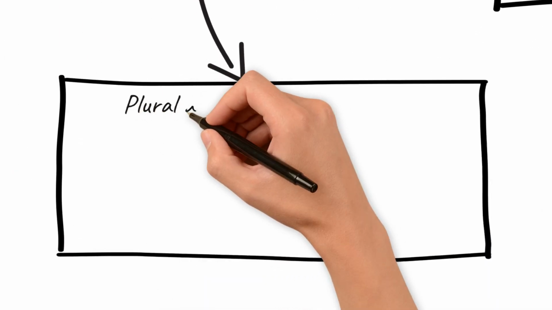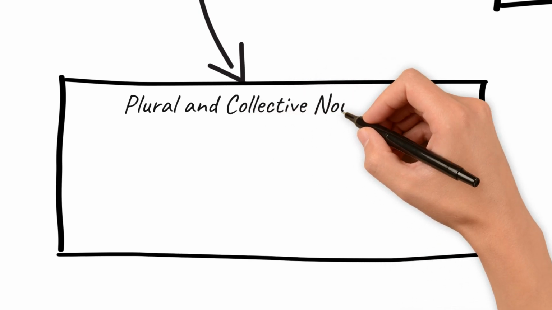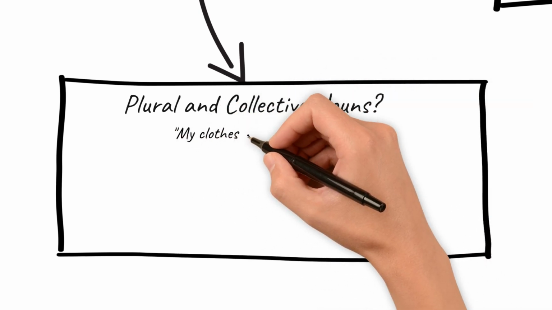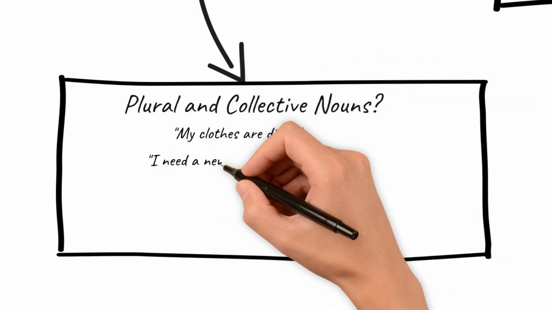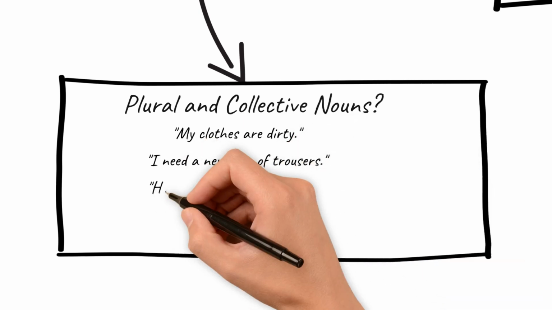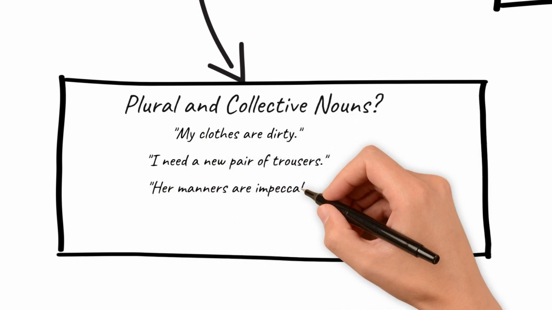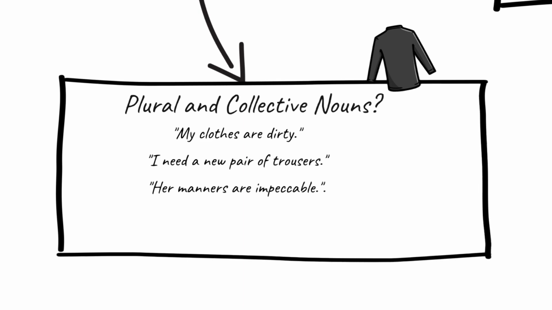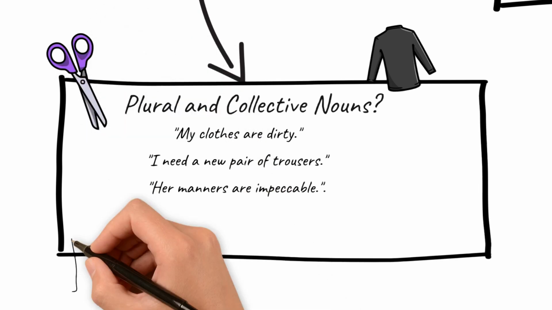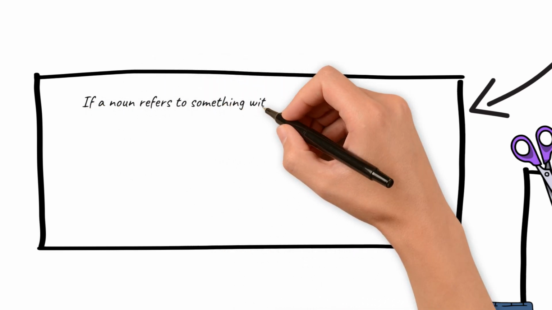Plural and collective nouns. Certain nouns are always plural, even if they refer to one item. These include things like clothes, trousers, scissors, and glasses. We can say, my clothes are dirty. I need a new pair of trousers. Another example, her manners are impeccable.